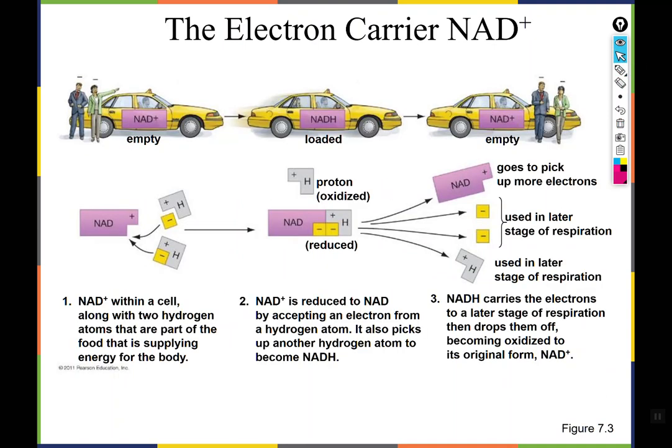So here's another view of the same idea, and in this one we have the NAD plus represented by a taxi. The electrons are the people, and they're going to hail the NAD plus. The NADH is the fully loaded version, and the NAD plus returns when the passengers, the electrons, are dropped off. And here you can see a sort of stepwise or block style illustration down here.